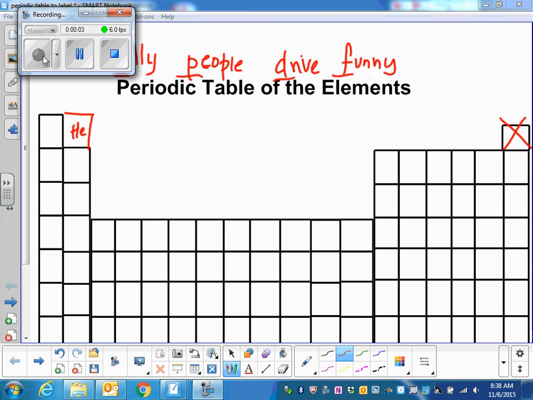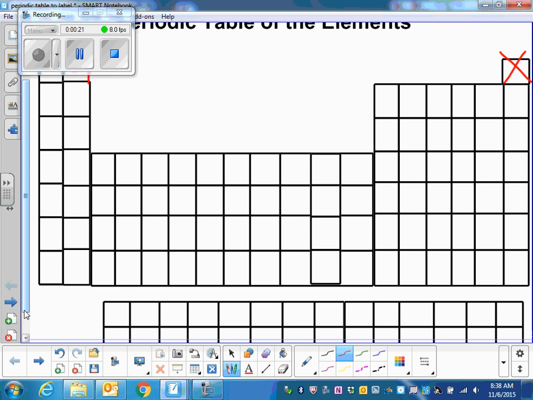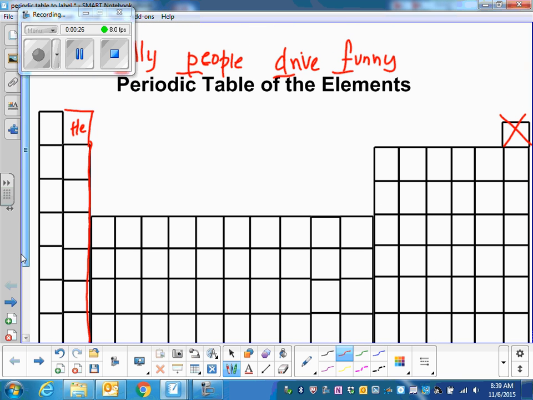So we use the mnemonic silly people drive funny to remember the 4 blocks. It stands for s, p, d, and f orbital. Okay? And now we cross off helium and we move it over to the s block. Is everybody comfortable with that? So this whole block is called what block? This whole block is called the s block.